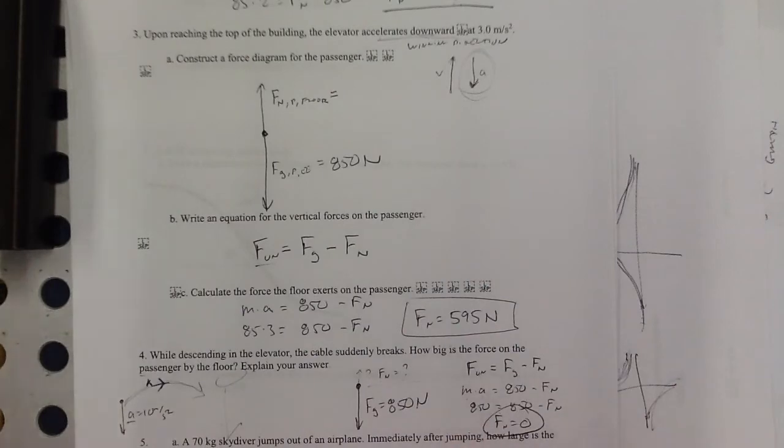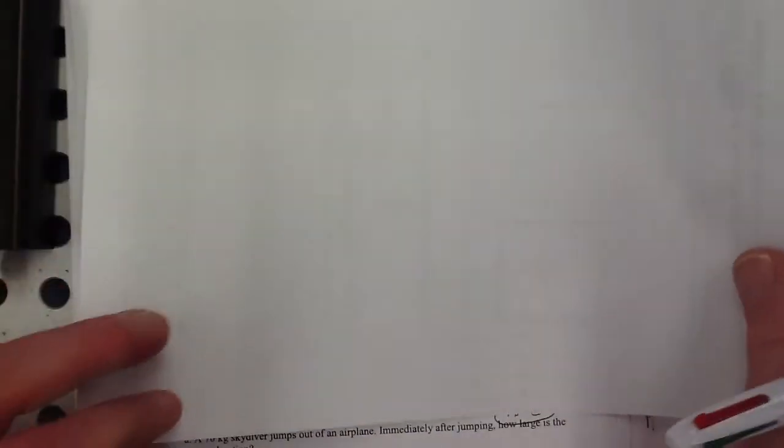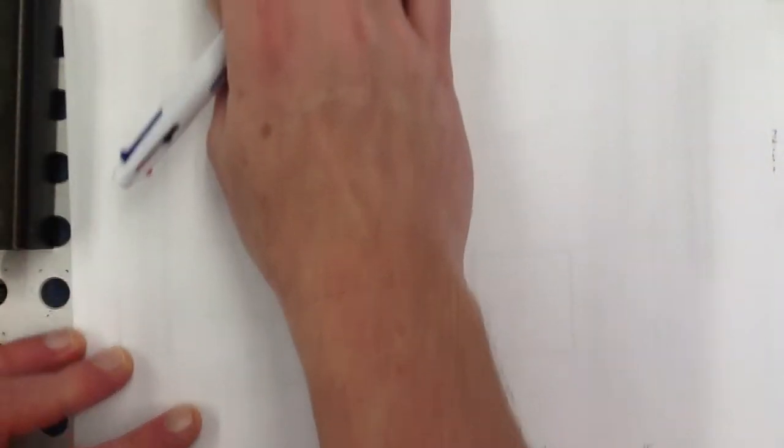All right, so anyway, let's get into number 5. So I'll do that on a separate sheet here. A 70-kilogram skydiver jumps out of an airplane. I should have made this a helicopter, so you didn't have to worry about the sideways motion. I hope that wasn't confusing. So we're just talking about basically dropping somebody from very high up. Immediately after jumping, how large is the skydiver's acceleration?